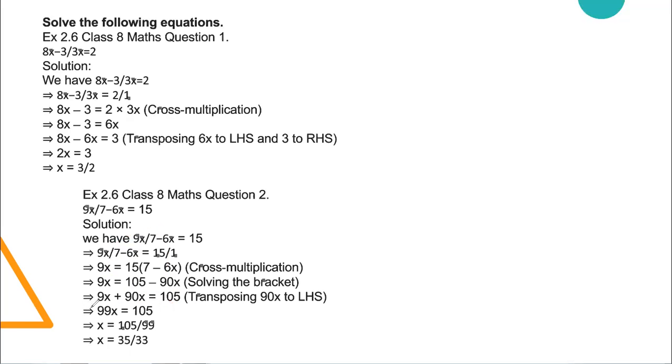Now let us continue. How can we do that? 9x can be added with 90x, which is 99x, and that will be equal to 105. Now, how can we solve this further? That's quite simple. Just transpose 99 towards the RHS, which converts to division. So 105 divided by 99, when you go through the cancellation part, you'll get 35/33 as your final answer. I hope that was quite interesting to solve with me.